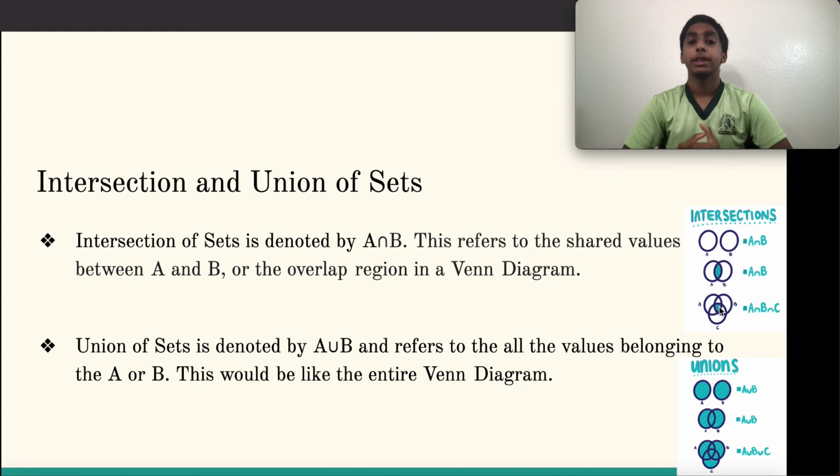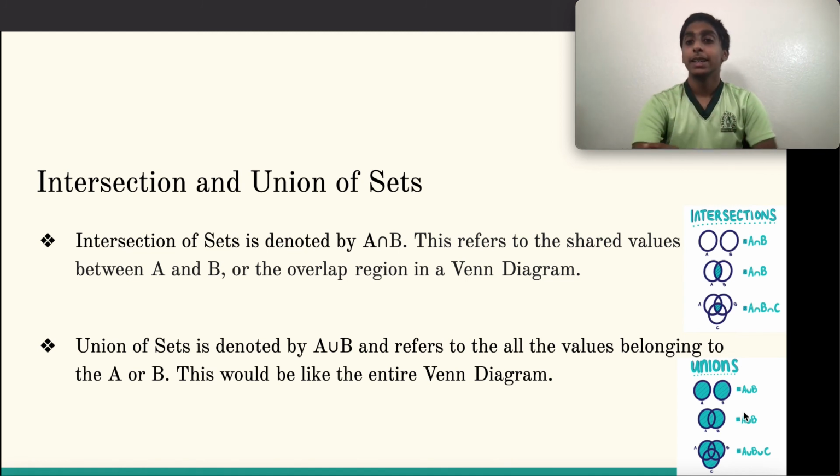The union of sets is denoted by a U shape, A ∪ B. Not exactly a U, but that's just the easiest way you can visualize it. It refers to all the values belonging to the A or the B circle. This would be like the entire Venn diagram. So as you can see, A union B down here is simply both circles. Even the intersection region is also included in A union B. Anything in circle A, or circle B, or in both circles is all included in A union B.